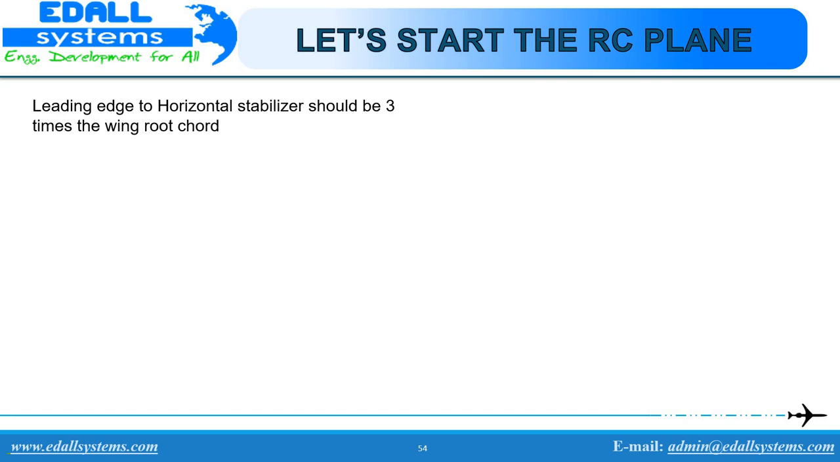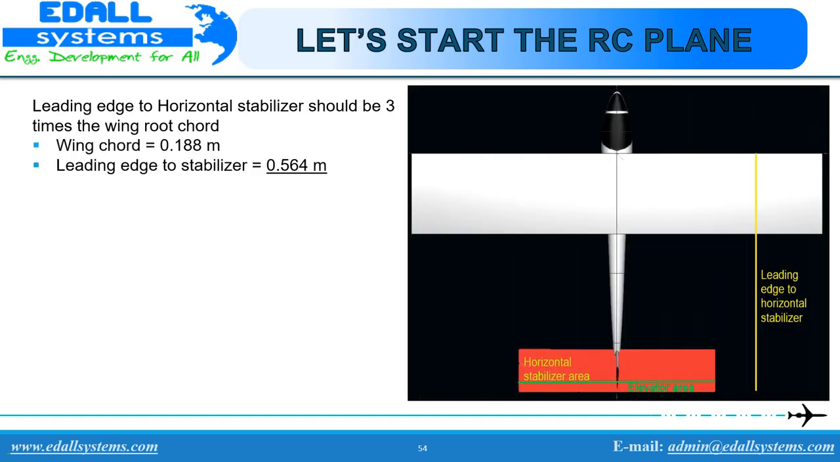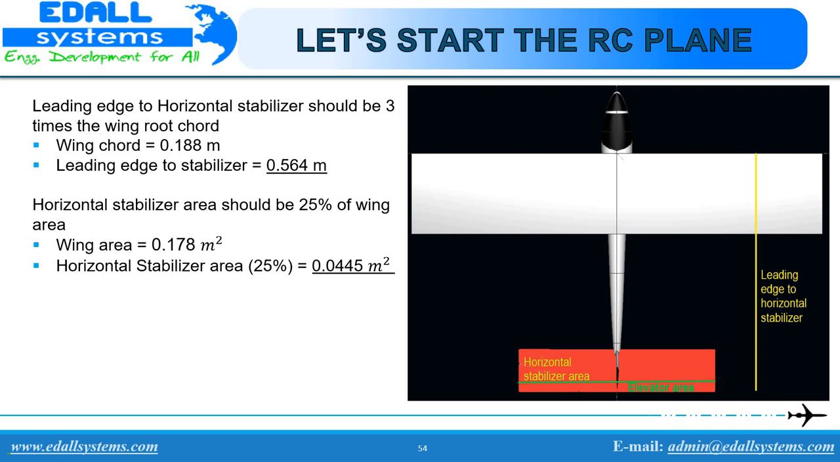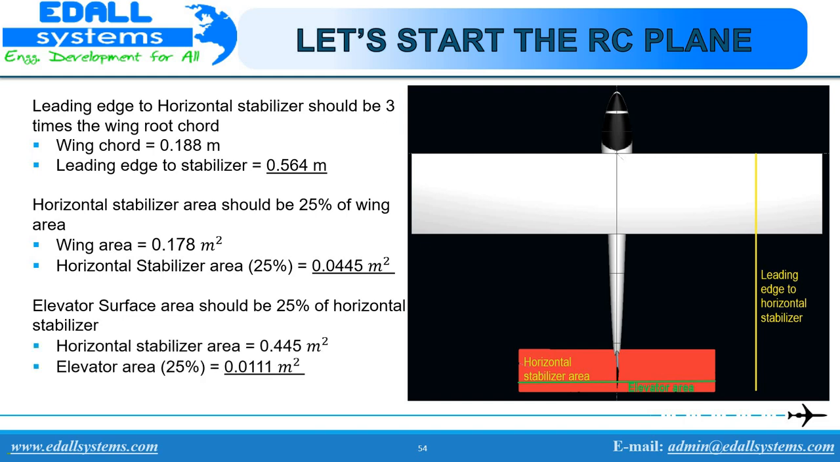Leading edge to horizontal stabilizer should be 3 times the wing root. Hence, we get leading edge to stabilizer is equal to 0.564 meter. Horizontal stabilizer area should be 25% of wing area. We get 25% of horizontal stabilizer area as 0.0445 meter square. Elevator surface should be 25% of horizontal stabilizer. We get 0.0111 meter square.